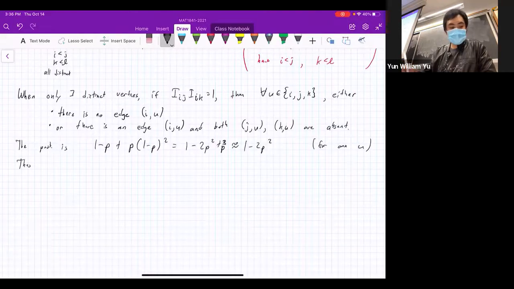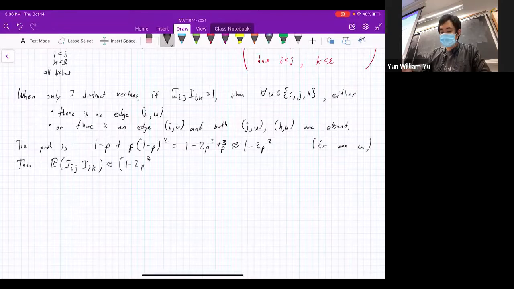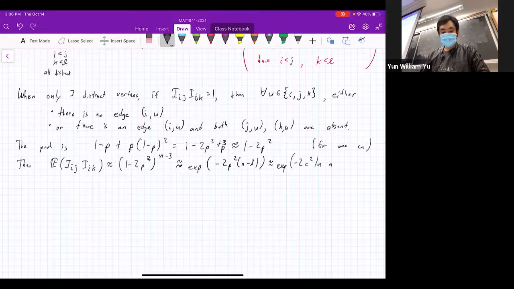So thus, what we know is that the expectation of I_ij, I_ik, sorry, not KL, I_ik, is approximately equal to (1 - 2p^2)^(n-3), which is approximately equal to the exponential of -2p^2 times (n-3), which is approximately equal to e^(-2c^2 ln n), which is approximately equal to n^(-2c). So plugging in the values of c that we have there.